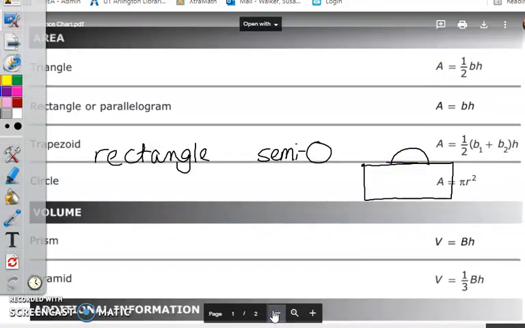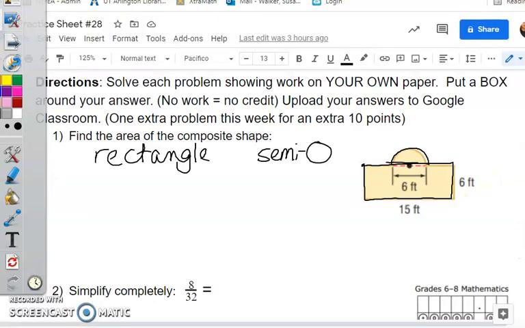So I'm looking here, rectangle, A equals BH. Circle, A equals pi r squared. There's not one for semicircle, so we do circle, and then we divide that by 2. So rectangle, A equals BH. Semicircle, A equals pi r squared. Remember, we need to divide that by 2 at the end to find half of it.